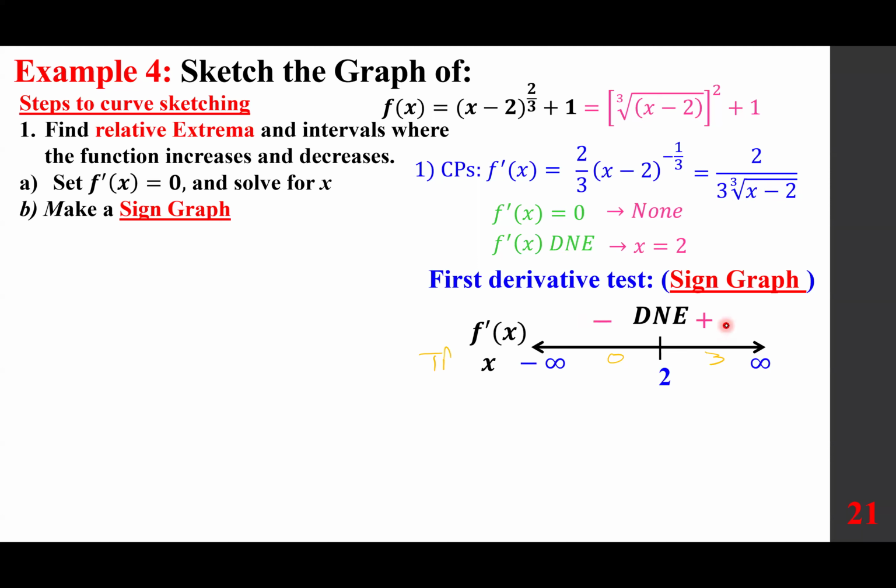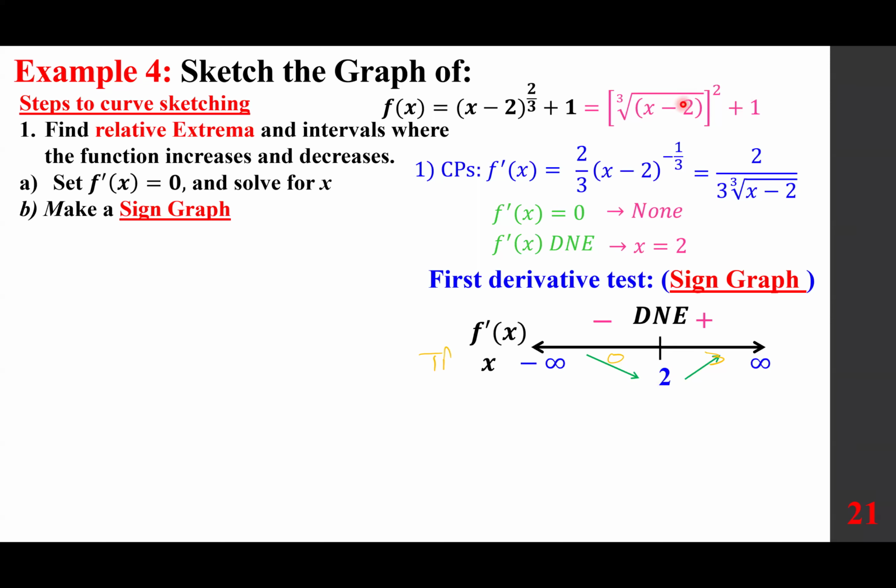Again, I'm going to throw in arrows. Negative means decreasing. Positive means increasing. So as it changes from decreasing to increasing, it gives rise to the location of a minimum. The minimum occurs at x equals 2.